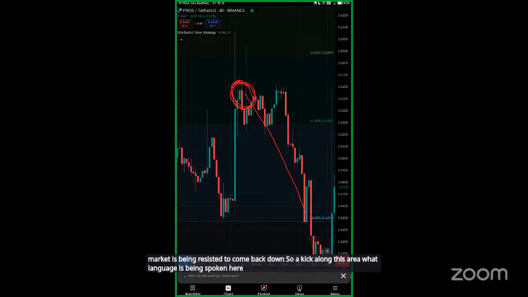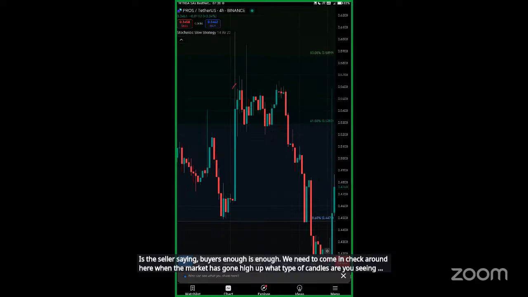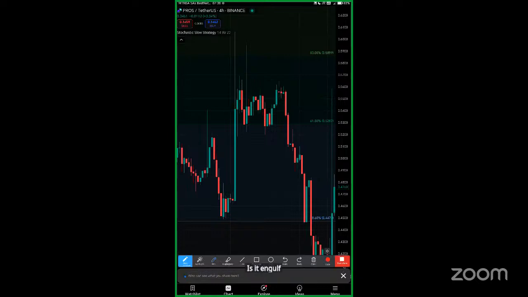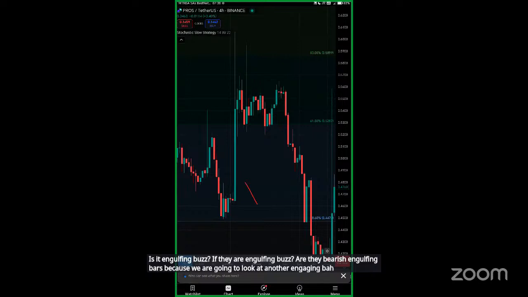Between the buyers and sellers, what are they saying? Are the sellers saying to the buyers, enough is enough, we need to come in? Check around here. When the market has gone high up, what type of candles are you seeing? Is it engulfing bars? If they are engulfing bars, are they bearish engulfing bars? Because we are going to look at another engulfing bar, but it is going to be a bullish engulfing bar, which is the opposite of bearish.